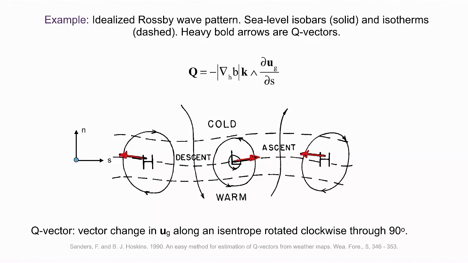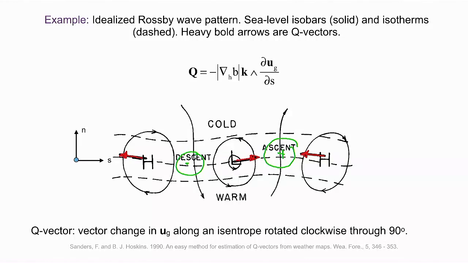So the Q vectors point towards ascent, so there should be upward motion there, and there should be downward motion there. There should be upward motion ahead of the low and behind the high. Now, how did I get that? Well, let's think about the following.